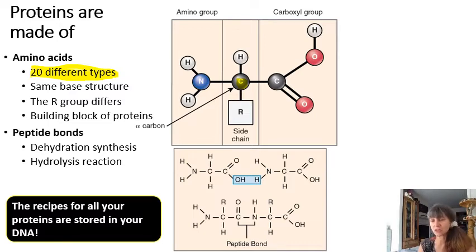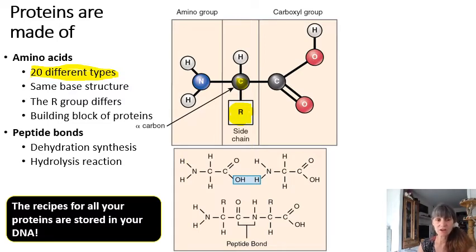That gives us two functional groups. What changes the amino acid, because we said there's 20 different types, is dependent upon the side chain that's bonded to the central carbon. The side chains vary in terms of their chemical structure and therefore will give this amino acid different properties depending on what is bound there.